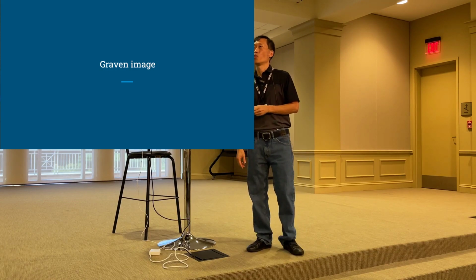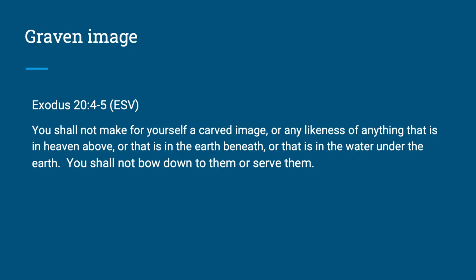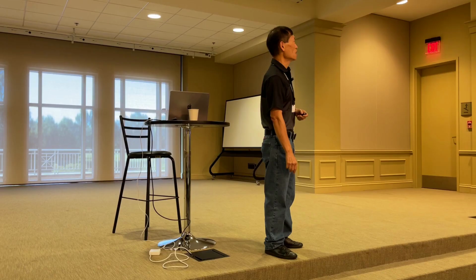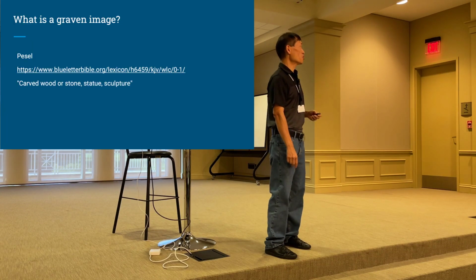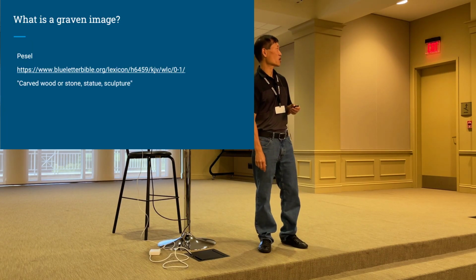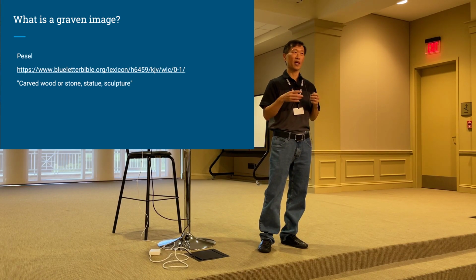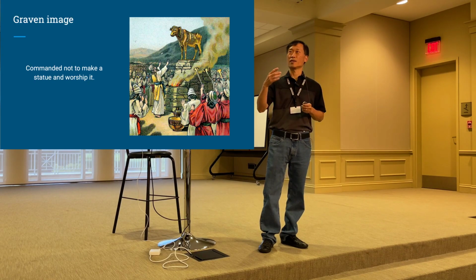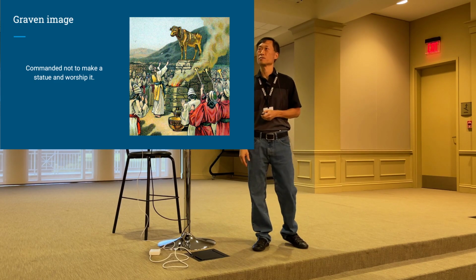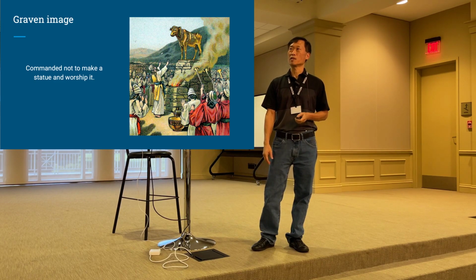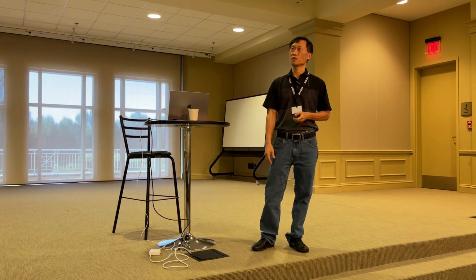Exodus 20:4-5. You shall not make for yourself a carved image or any likeness of anything that is in heaven above, or that is in the earth beneath, or that is in the water under the earth. You shall not bow down to them or serve them. So graven image in the Hebrew is pesel, and it means a carved wood or stone statue or sculpture. So this is something that is made by man, and typically, back then, it was referring specifically to something that was carved. And we're commanded not to make a statue and worship it.